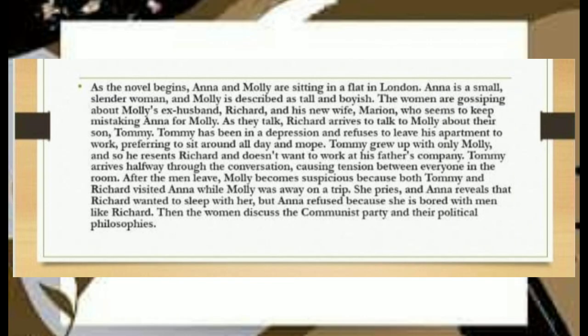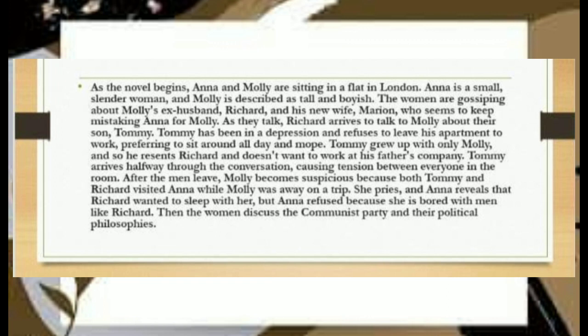As the novel begins, Anna and Molly are sitting in a flat in London. Anna is a small, slender woman, and Molly is described as tall and boyish. The women are gossiping about Molly's ex-husband Richard and his new wife Marion, who seems to keep mistaking Anna for Molly. As they talk, Richard arrives to talk to Molly about their son Tommy.